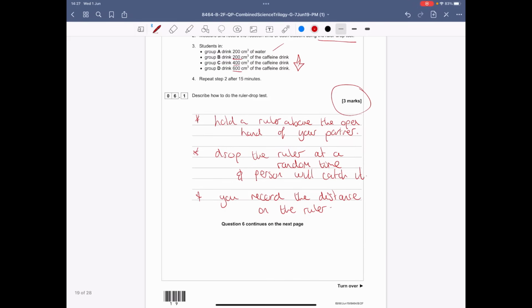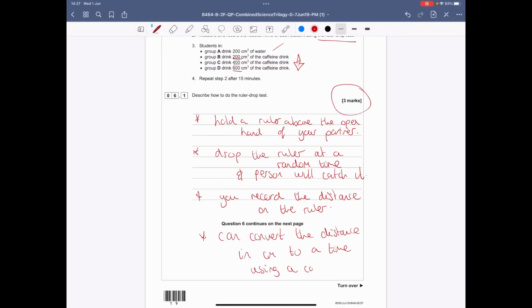And then the last point that you could say is that you could use a conversion table to convert the distance into a time. So there are plenty of conversion tables out there that you can use to convert the distance in centimetres to a time.